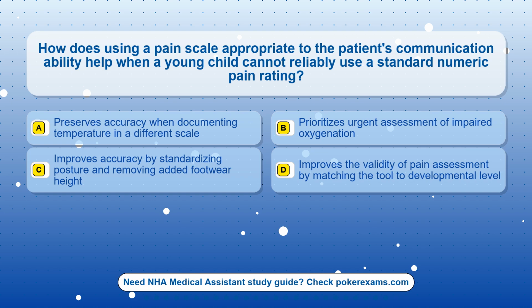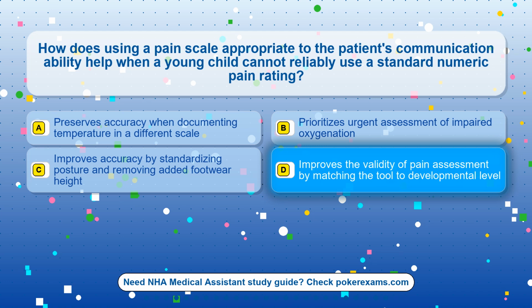Question 5. How does using a pain scale appropriate to the patient's communication ability help when a young child cannot reliably use a standard numeric pain rating? Option A. Preserves accuracy when documenting temperature in a different scale. Option B. Prioritizes urgent assessment of impaired oxygenation. Option C. Improves accuracy by standardizing posture and removing added footwear height. Option D. Improves the validity of pain assessment by matching the tool to developmental level.